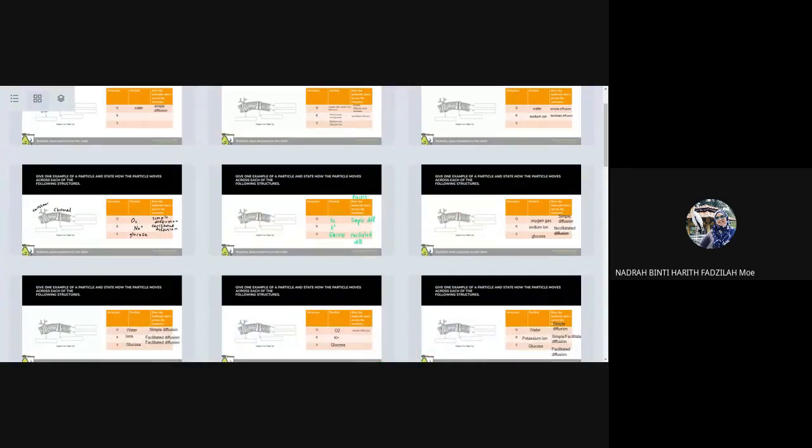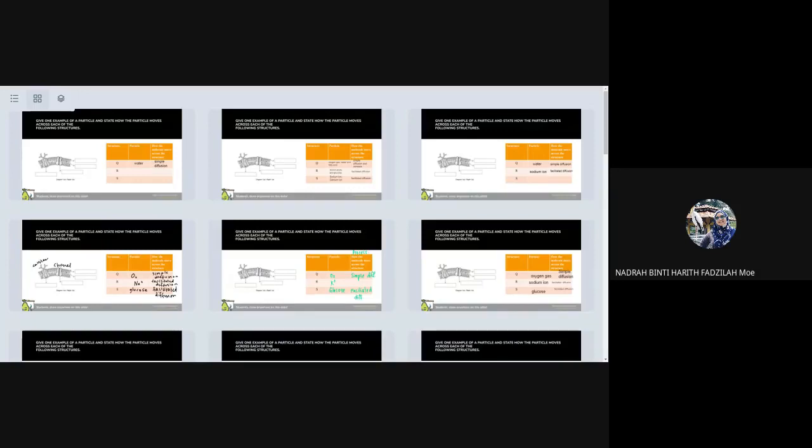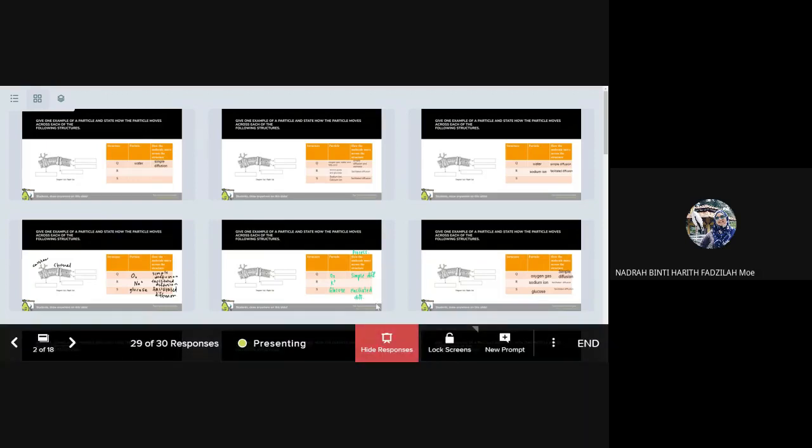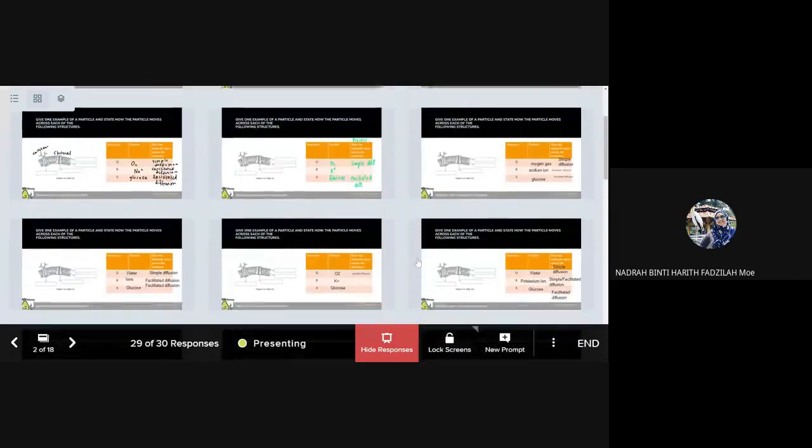Alright, the next one. Next is R. R is the channel protein, right? Earlier we labelled R as channel protein. So who diffuses across the channel protein? Channel protein is for ions. Good. So write Na+, K+, or the full name sodium ion. If you write just ion, you don't get the mark yet, because you are required to write one example. So the example must be a specific name. Which ion are you referring to?